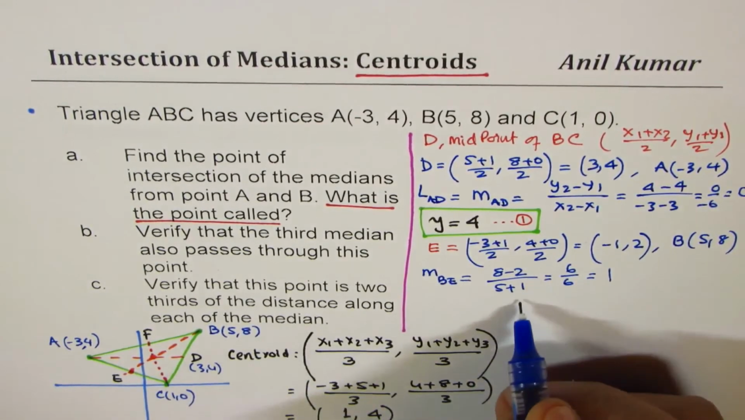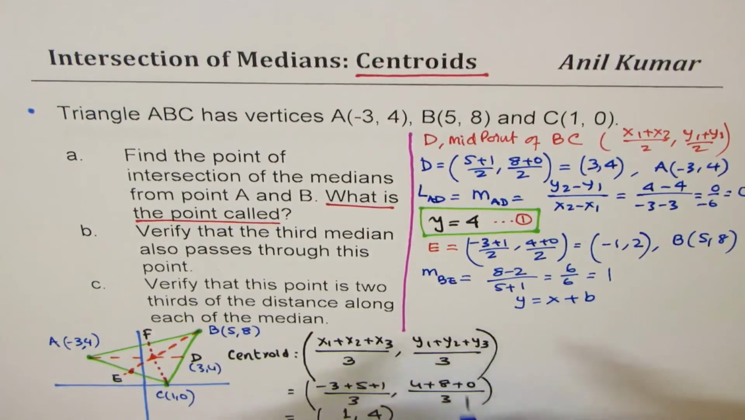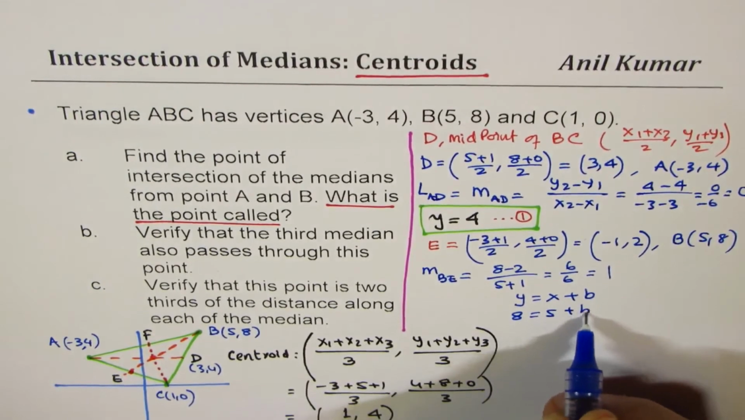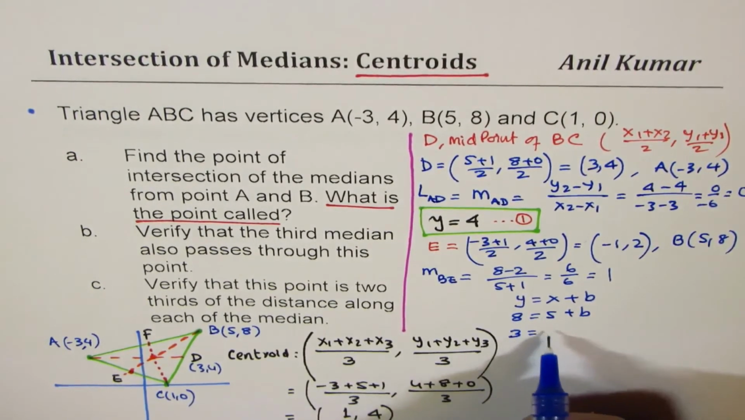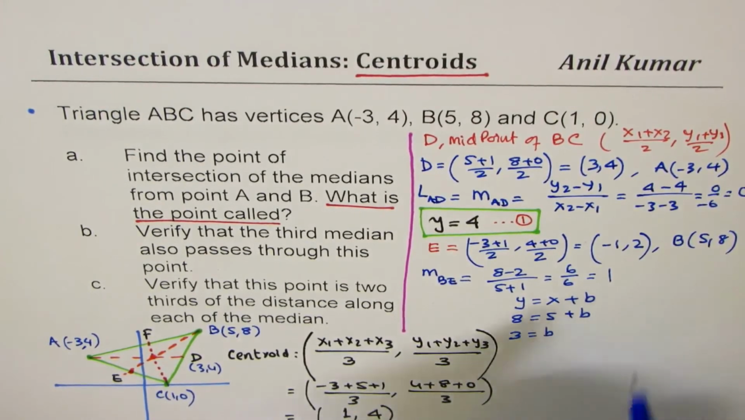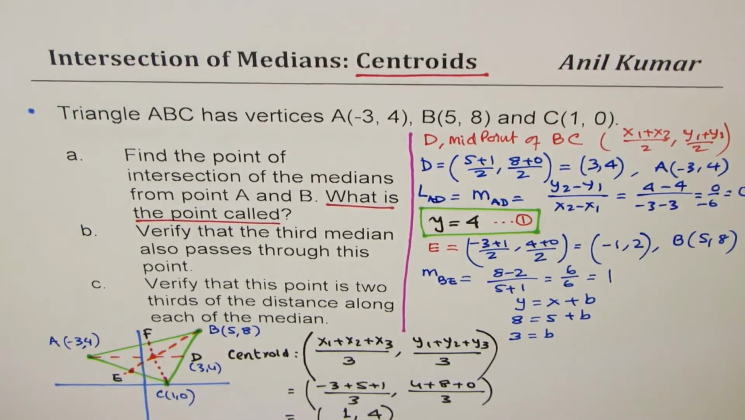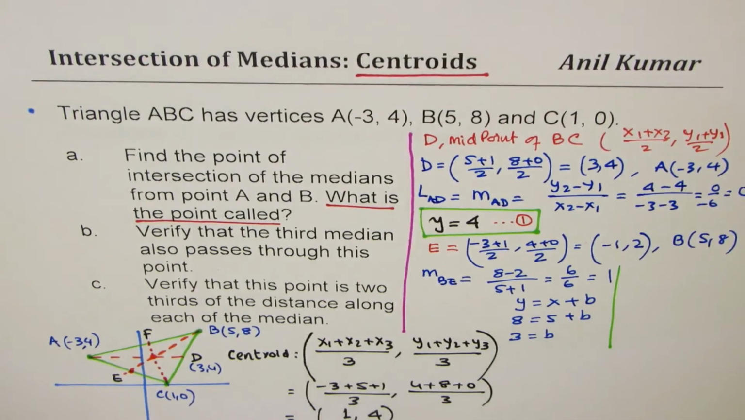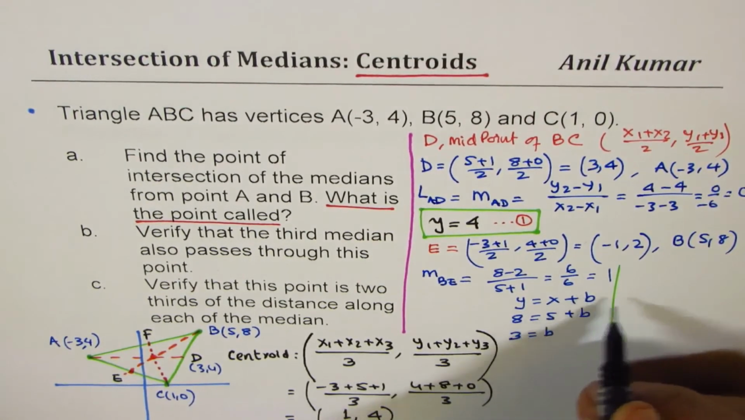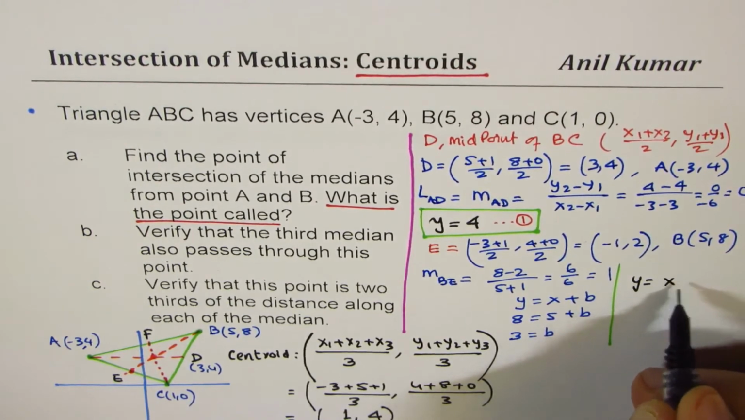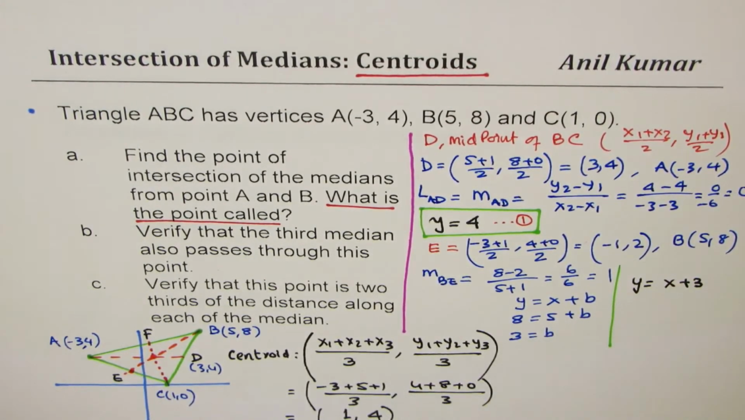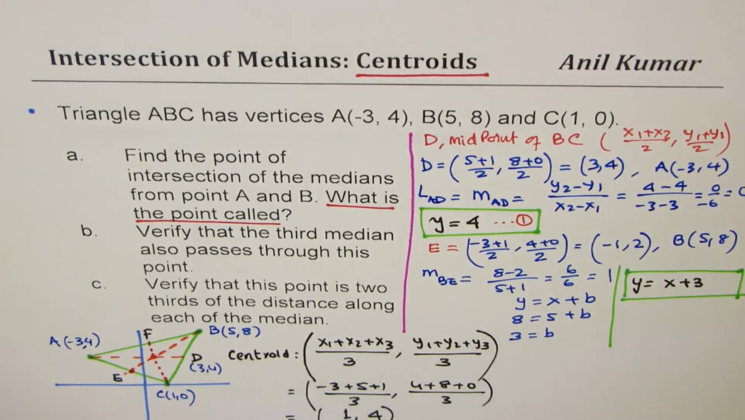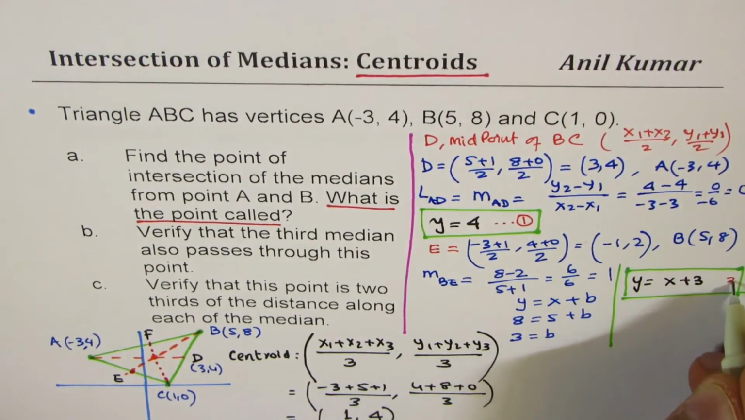Since the slope is 1, we can write the equation as y equals x plus b. We can use the point 5 and 8: 8 for y, 5 for x. And that gives us 3 equals b, correct? Since b equals 3, we can write this equation as y equals x plus 3 as our second equation, correct? So this is my second equation of the median. Let me write this as 2.